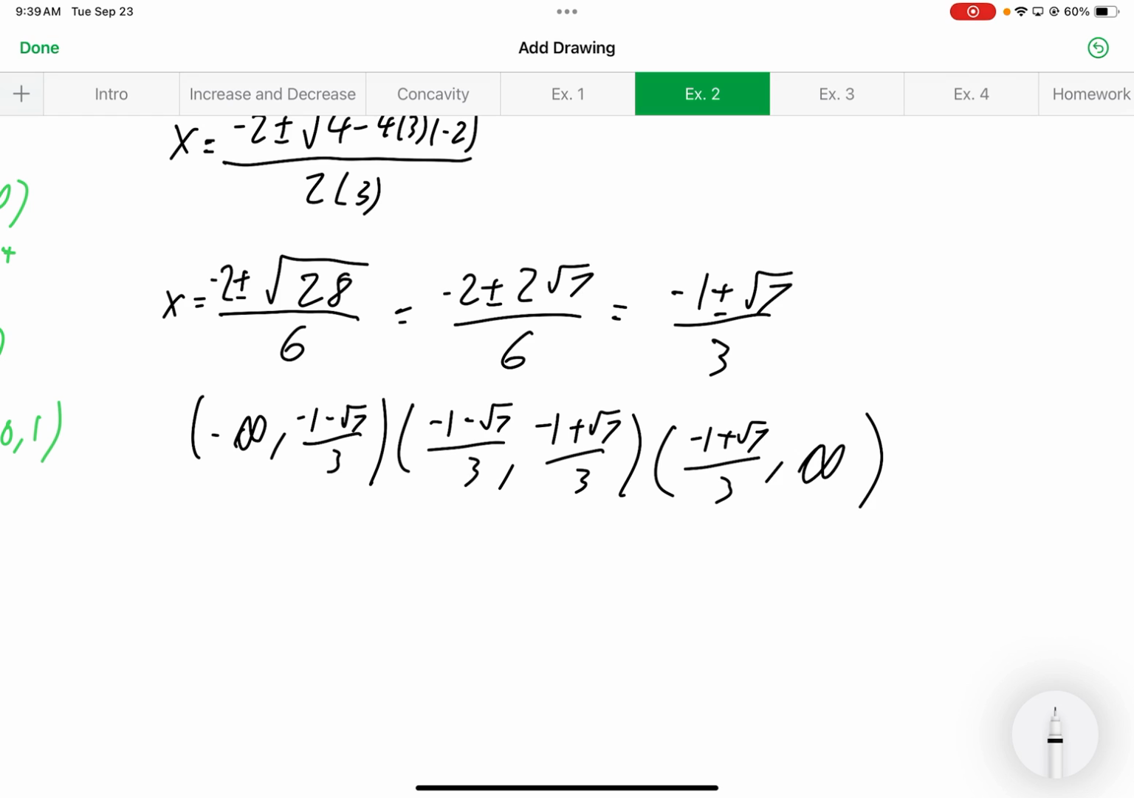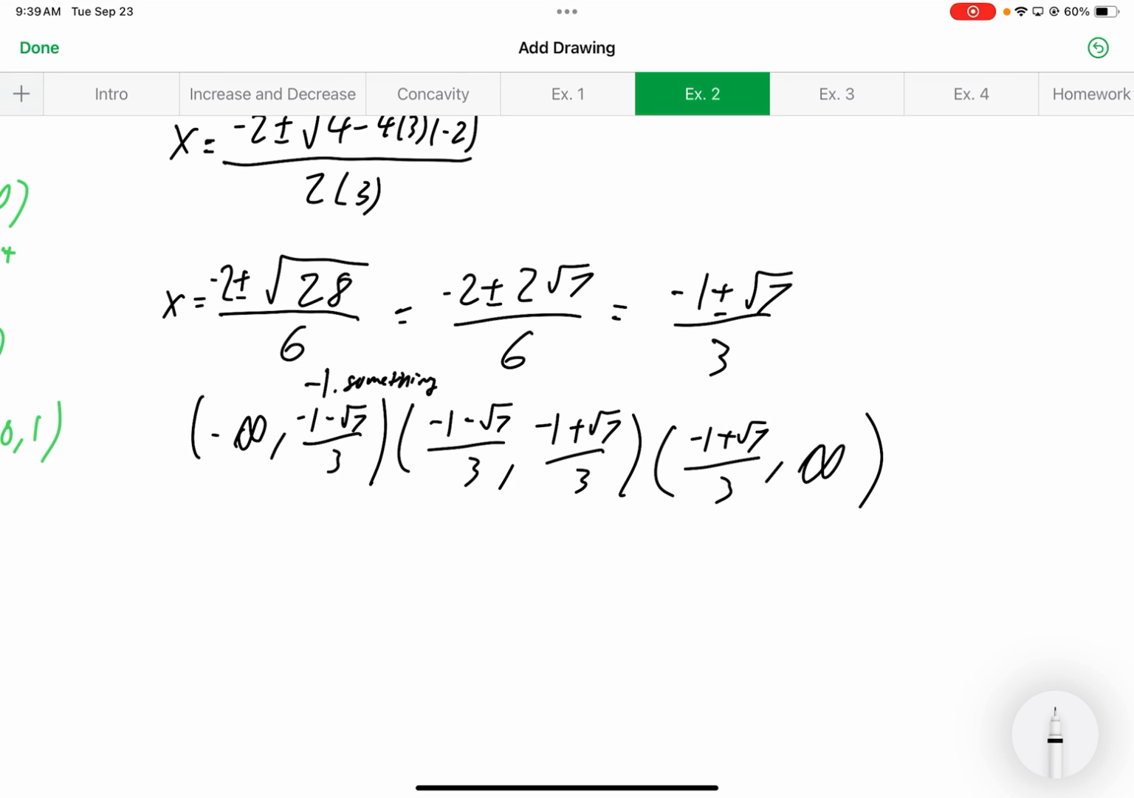Okay, I feel like it'd benefit us to figure out roughly what that is around. So square root of 7 is somewhere in between 2 and 3, right? So if I do negative 1 minus 2 point something, that would give me negative 3 point something divided by 3. So this would give me negative 1 point something.